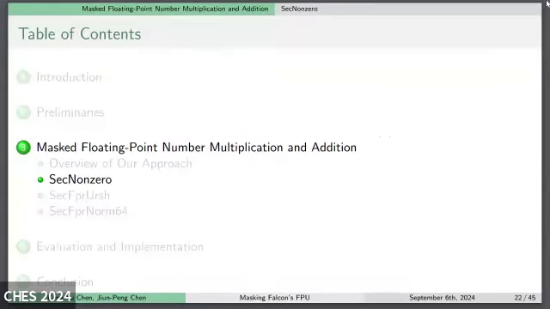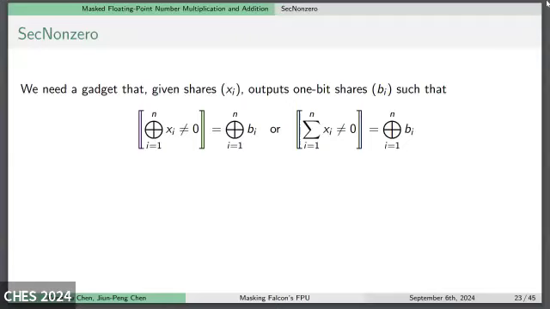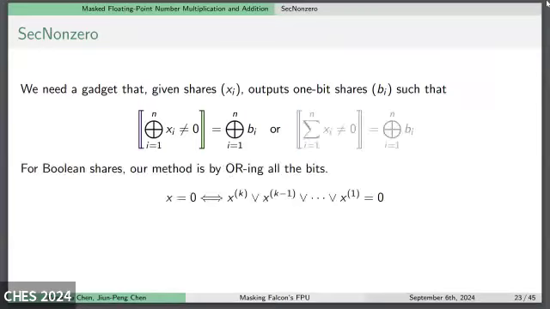And now I will sequentially introduce our three number gadgets. The first one is secure non-zero. Secure non-zero's goal is to output 1-bit shares, given shares of x, such that the original x is 0 or not, its evaluation being the XOR of all the output shares. We first look at the left one, the Boolean shared case.